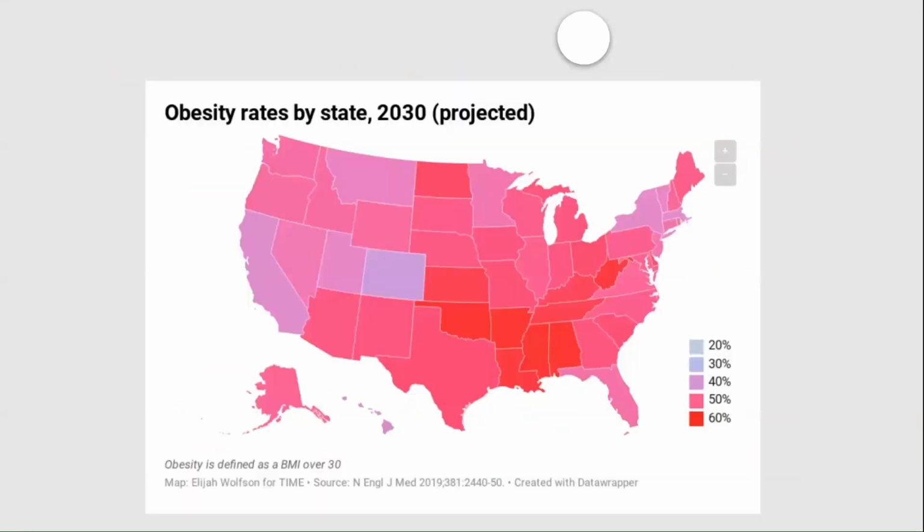And this is what projections are showing in terms of the rates of obesity in America for 2030. It reveals a really troubling trend, particularly in the southern parts of the country, where obesity rates are expected to soar to more than 60%. This projection highlights a significant and concerning escalation of the obesity epidemic, with profound implications for public health and healthcare systems.